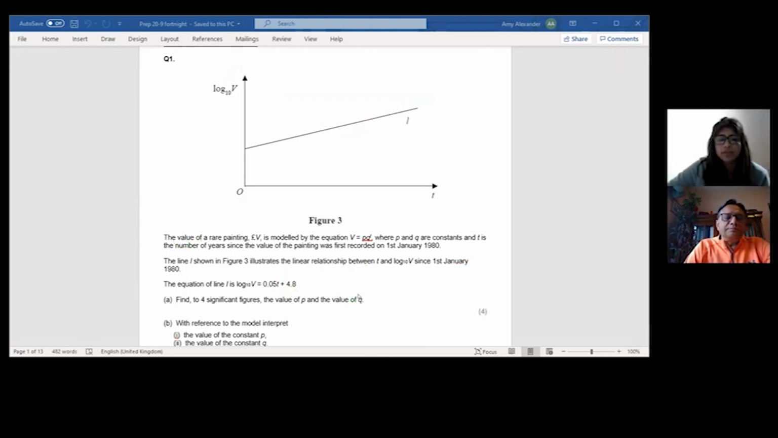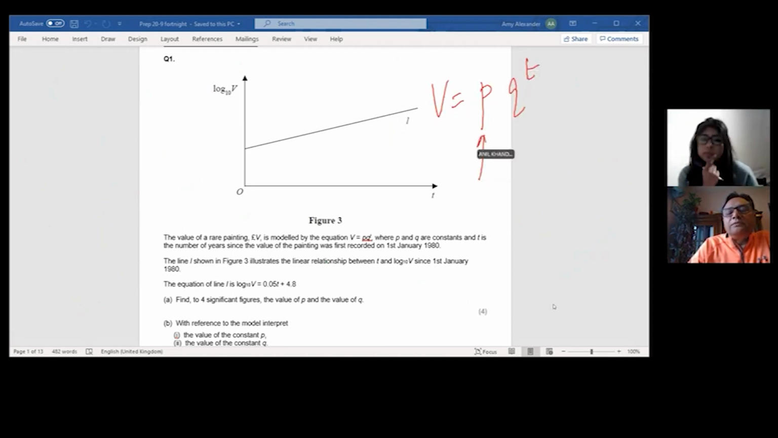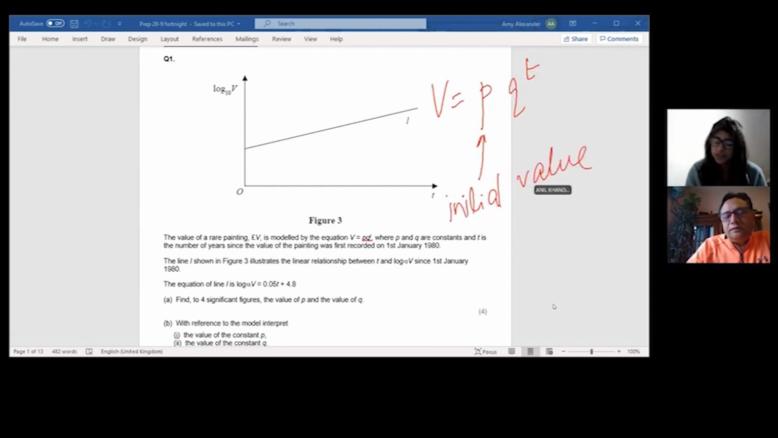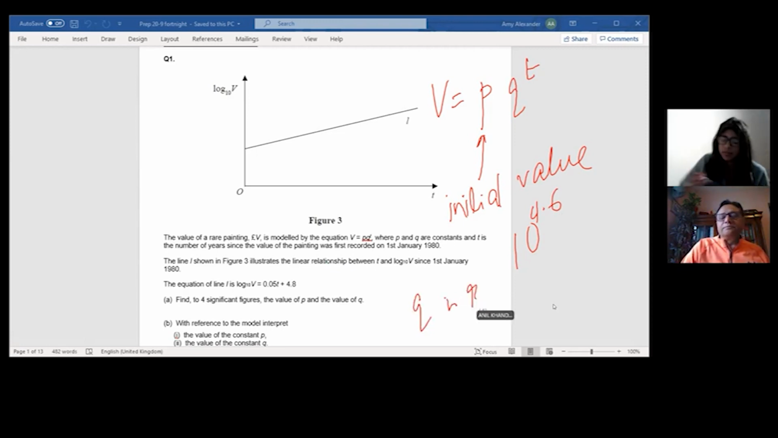So with reference to the model, interpret the value of the constant p and the value of the constant q. Oh, we calculated. Yeah, but reference to the model. So does that just mean interpret, right? So the value of p, we had v equals p q to the power of t, right? So p is the initial value. Oh yeah, and q is the rate at which it increases, in relation to t. So q is the growth rate. Oh, growth rate. That's the word I was looking for.